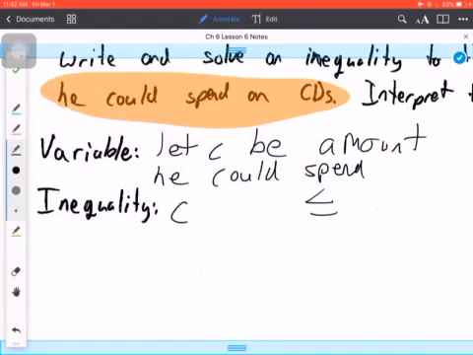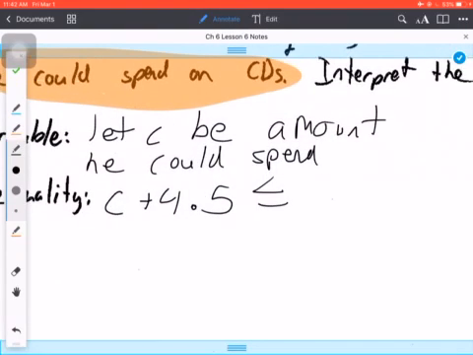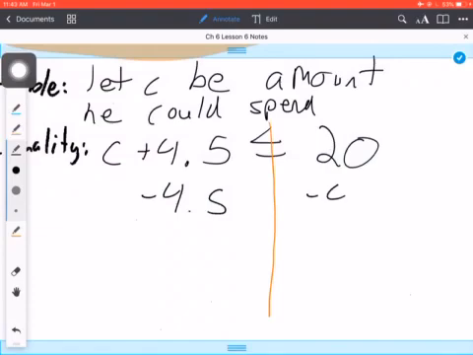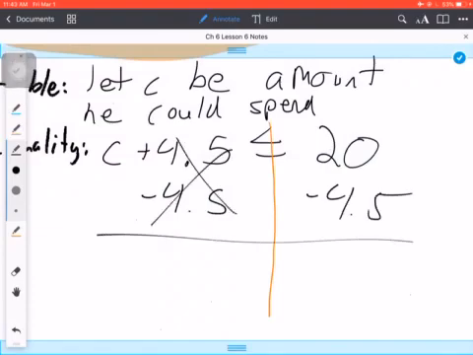So he could spend some money on CDs, and he already spent $4.50 on a book. And that is going to be a total of the $20 that he brought. Now, to solve this, I'm going to draw a line down the middle, and I want to get C all by itself, so I subtract this 4.5 from both sides, because this creates a zero pair, and I'm left with C is less than or equal to 15.5.